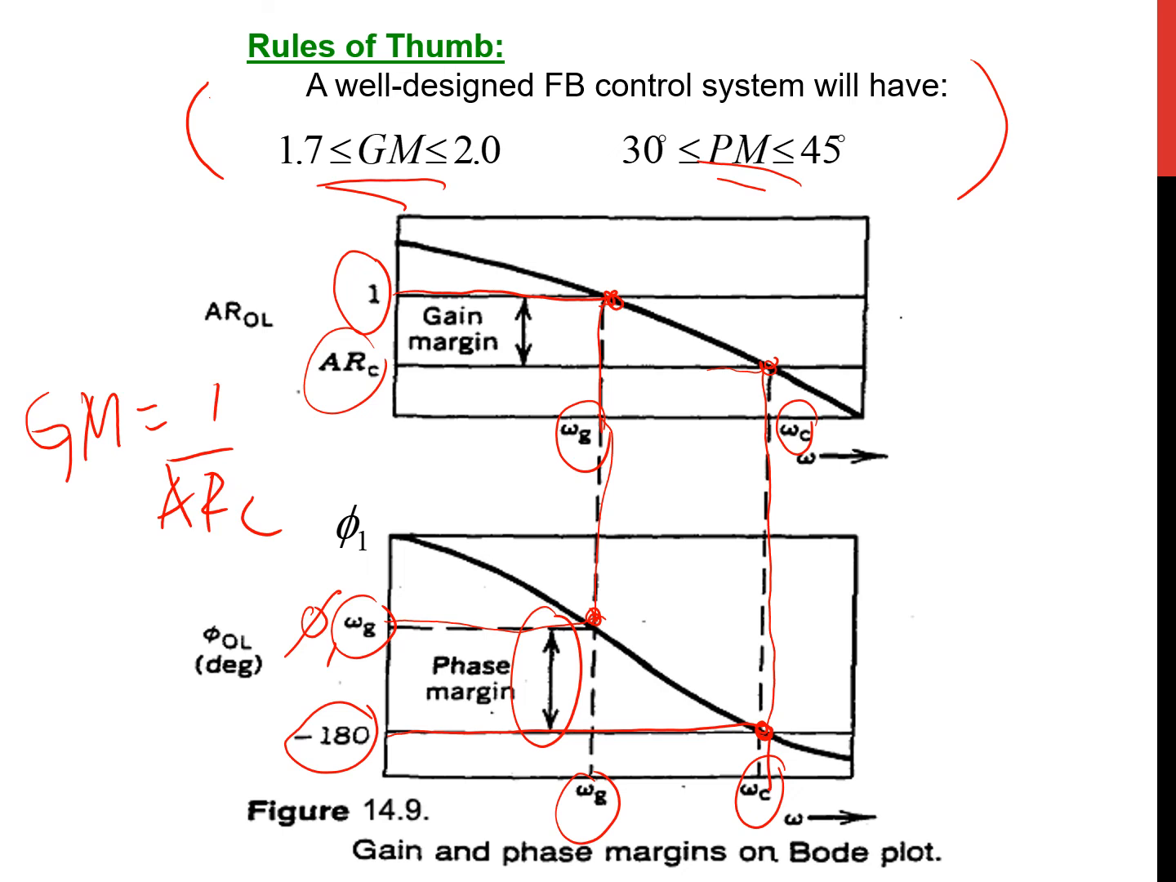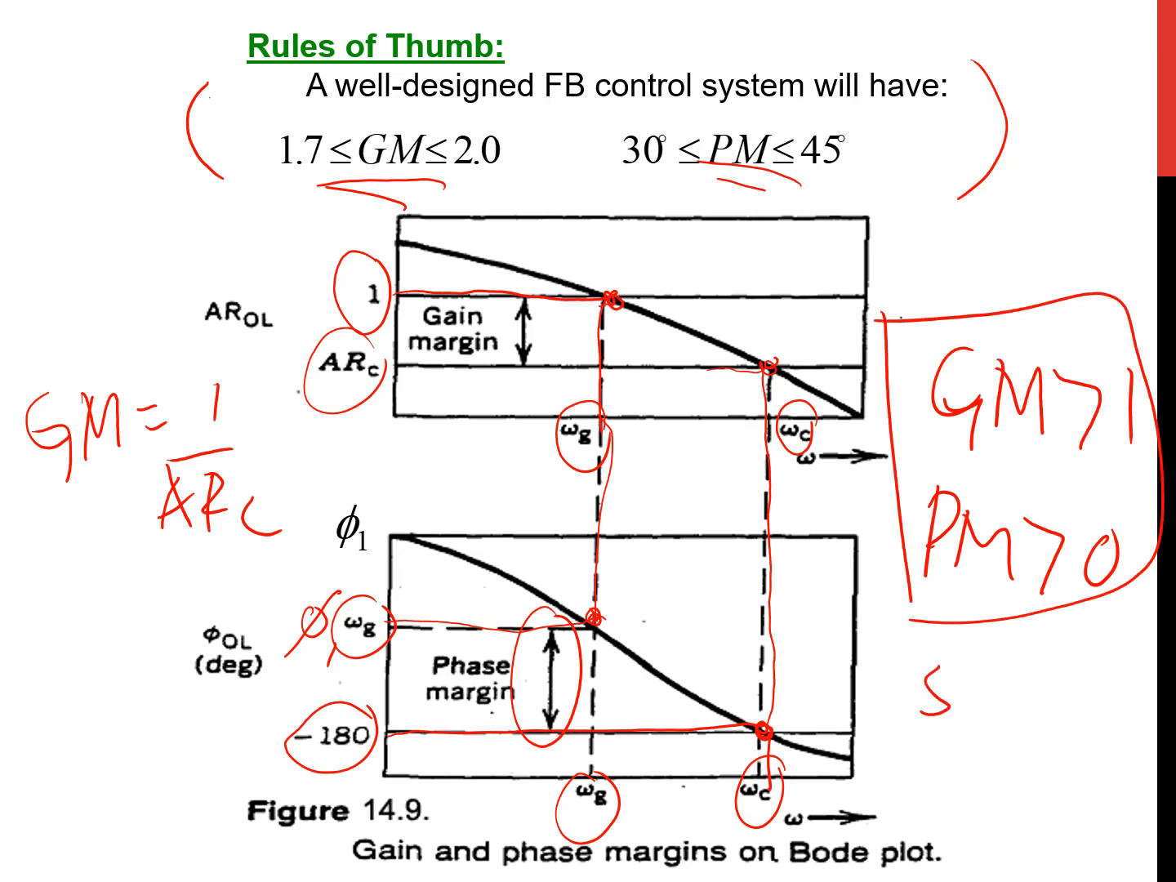So in this case, first you need to check the stability. The GM must be greater than 1 in order to have a stable response, and the PM must be greater than 0 for the system to be stable. These are the criteria for stability. If we want to know whether the controller parameter is good or well designed, you must follow this rule of thumb.